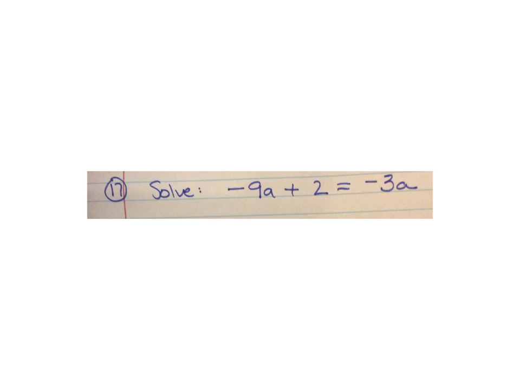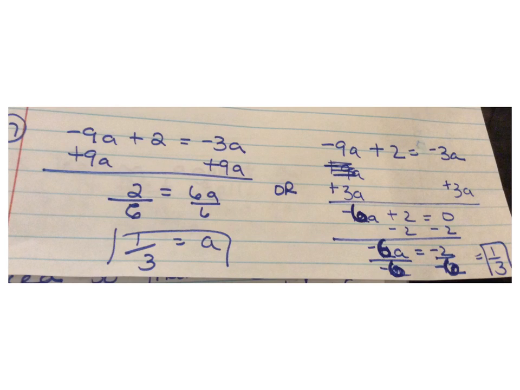Okay, problem 17, we're going to solve another equation. Alright, so problem 17, I did this two different ways. The first side, which is over here, I added 9a to both sides. And I got 2 equals 6a. Divide both sides by 6, and I get a is 1/3.